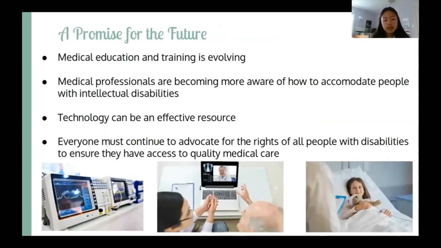So while there still is progress to be done, there is this promise for the future. Medical education and training is evolving, and medical professionals are becoming more aware of how to accommodate people with intellectual disabilities. Also, technology is acting as an effective resource. So everyone must continue to advocate for the rights of all people with disabilities to really ensure that they have access to quality medical care.